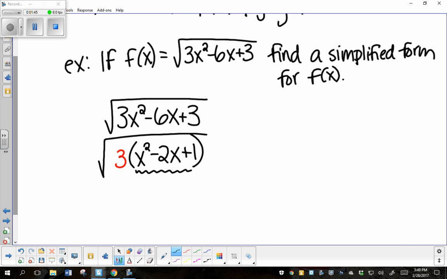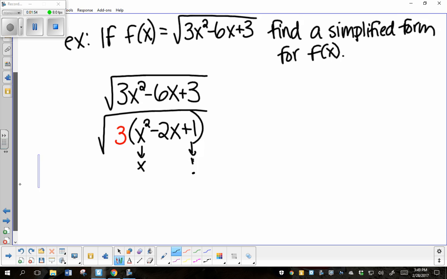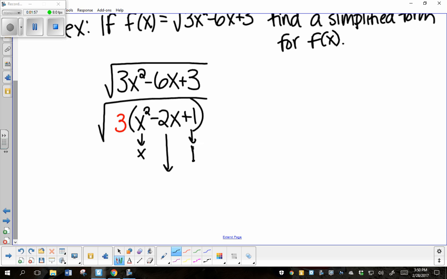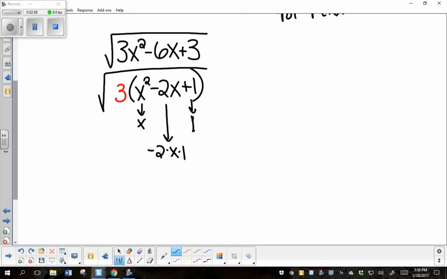Now let's see if we can factor this part in the square root. When I look at that, I'm recognizing that the first term and the last term are perfect squares. The square root of x squared is x. The square root of 1 is 1. And if I check, the middle term is negative 2 times x times 1. So that means that part in the parentheses is a perfect square trinomial. So that means that on the inside of the square root, I still have the 3, but that part in the parentheses factors to x minus 1 squared. Minus because we had a minus right there.